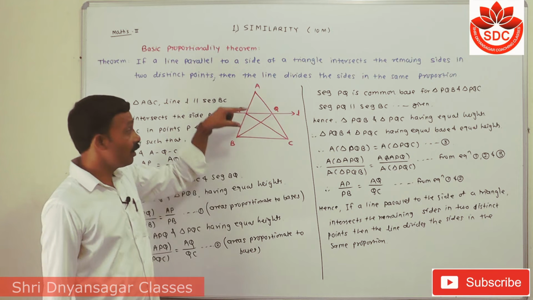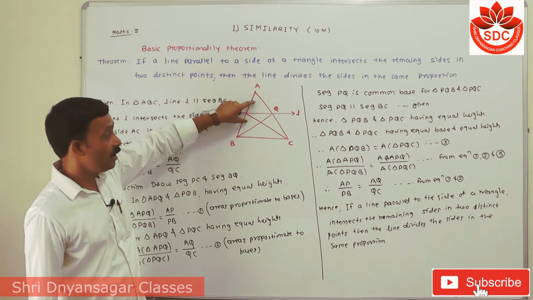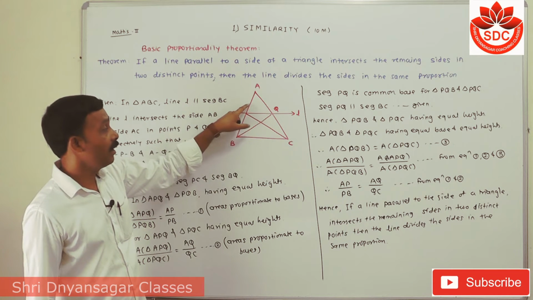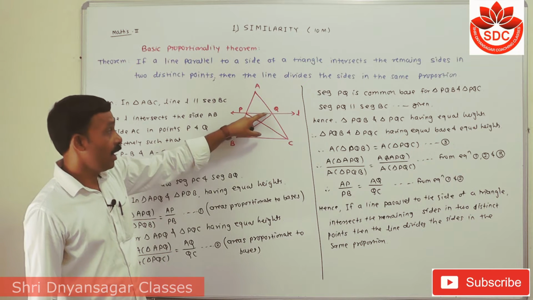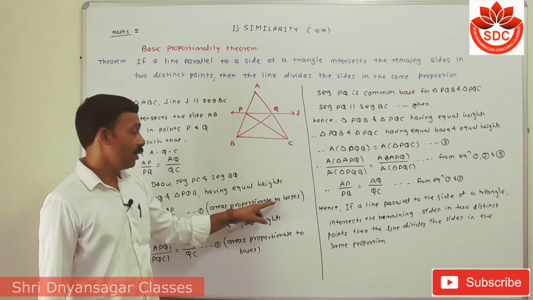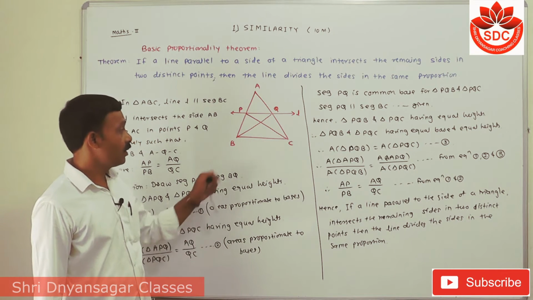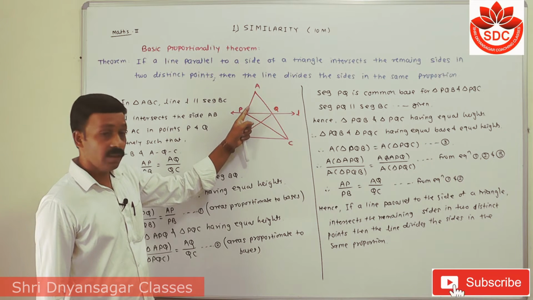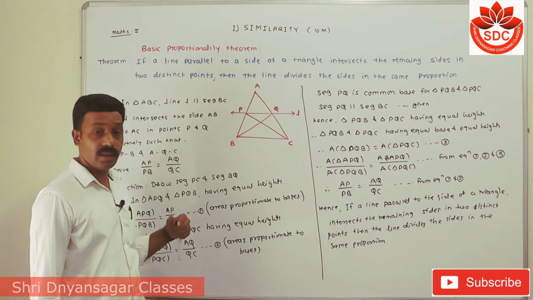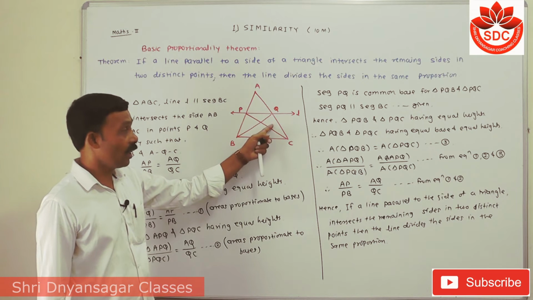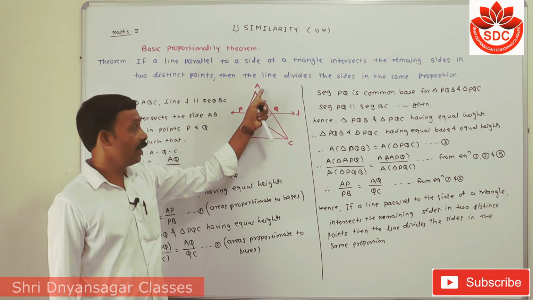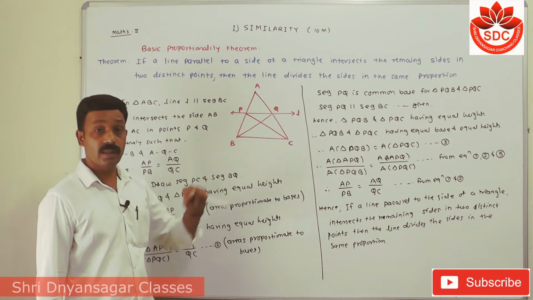PQ also, then the two triangles are formed. These areas are equal by areas of equal bases, so that height is equal here, so that its area is equal to their corresponding bases. Also for these two triangles, height is equal, so that their area is also equal to their corresponding bases.